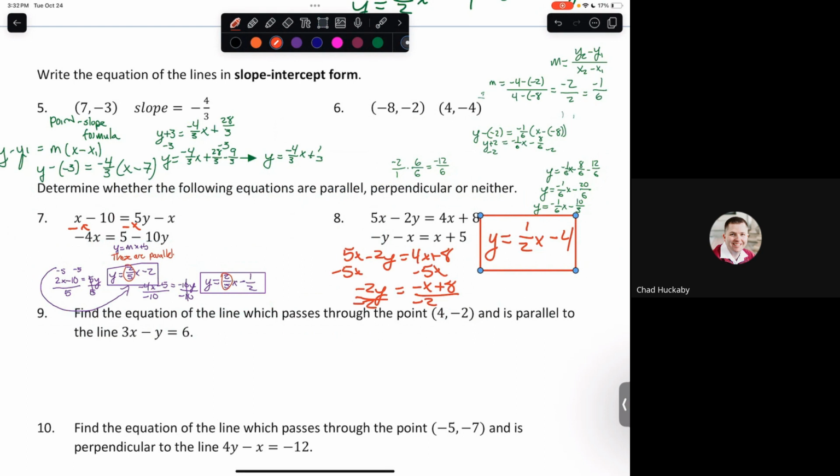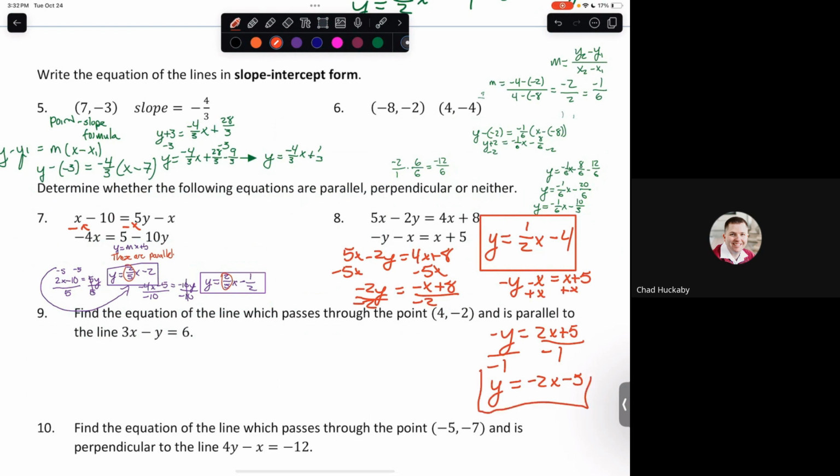What about the second? Well, we have negative y minus x is equal to x plus 5. We can add x to both sides, and we get negative y is equal to 2x plus 5. To get y by itself, we divide by negative 1 on both sides, and we get y is equal to negative 2x minus 5. And those are our two equations. So are these parallel, perpendicular, or neither?